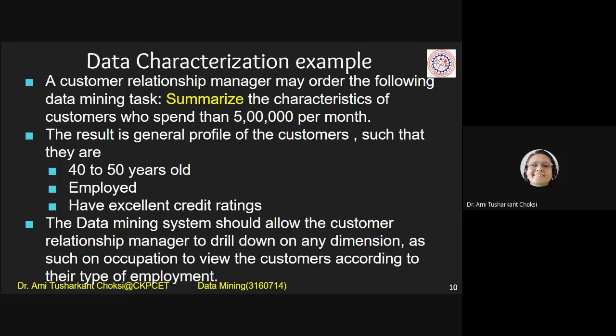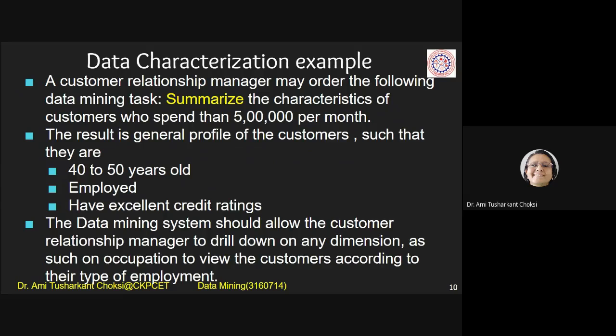The result is a general profile of customers such that they are 40 to 50 years old, employed, have excellent credit ratings, isn't it? See, this is the typical thing. Who can spend more than 5 lakh per month? They must be employed or not. Then too, they have excellent credit ratings, right?